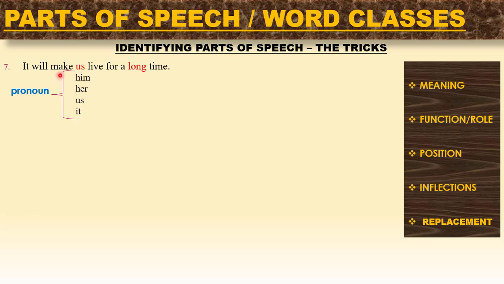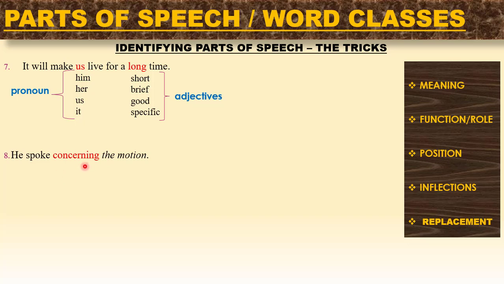What about long? It will make us live for a long time. Do you remember what we said about when you have a determiner and a noun? Any word that comes in between should be what? Do you remember? Let us try to replace long with other words. We can say, it will make us live for a short time. It will make us live for a brief time, good time, specific time. So this word here is describing time. And you can replace it with these words. In what category are we going to place these words? Obviously, they are adjectives.